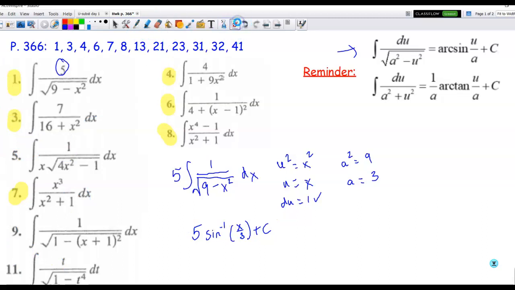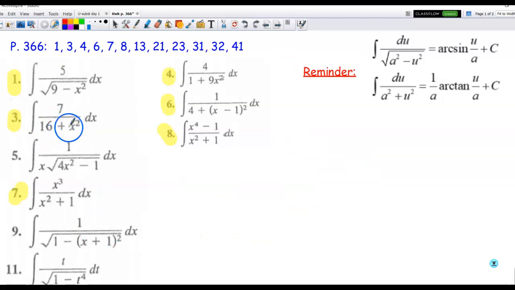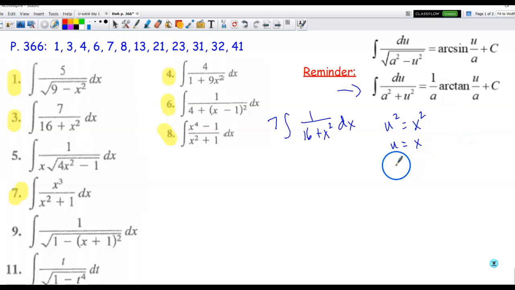All right, let's clear the board and go back to problem number 3. In problem number 3, I don't see the square root, but I do see the plus and the square, so I'm thinking that we're headed toward arctangent. I'll bring my 7 coefficient out front, and I'm going to identify u squared, which in this case is x squared, and u, taking the square root, is x, and du, making sure I don't have to compensate, is 1. A squared is equal to 16, therefore a, taking the square root, is equal to 4. The inverse tangent formula tells me 1 over, or in this case the coefficient 7, over a, inverse tangent of u over a. U is x, a is 4, and don't forget the plus c. Never forget the plus c.